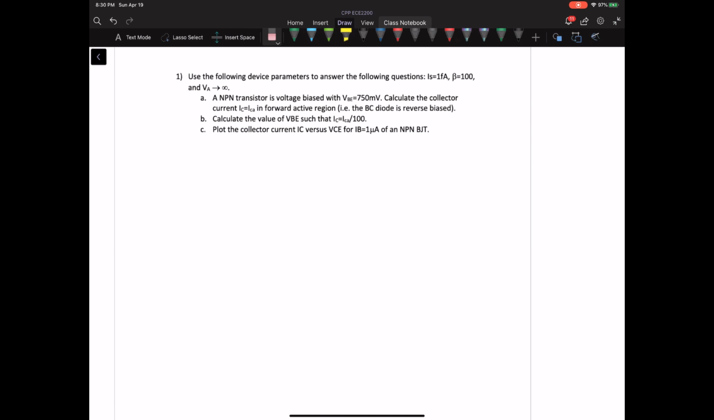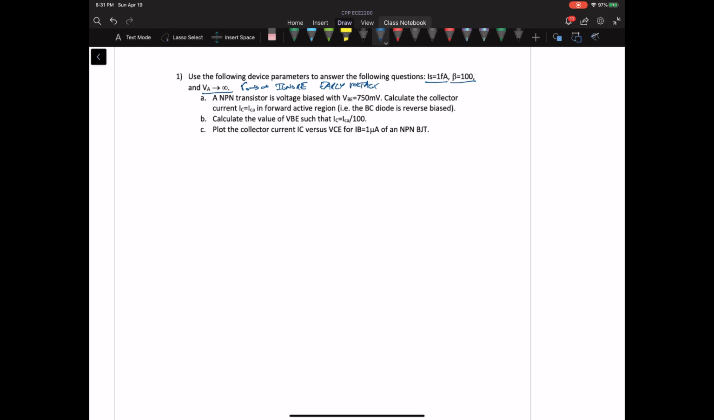Okay, guys, now let's start looking at the practice midterm. The first problem isn't that bad. We're given certain device parameters: I sub S, beta, V sub A goes to infinity, which means R sub 0 will go to infinity. So ignore Early voltage for this problem.